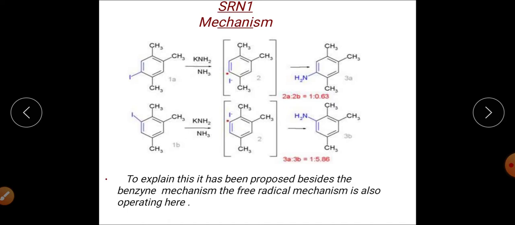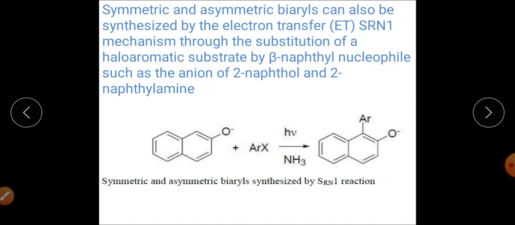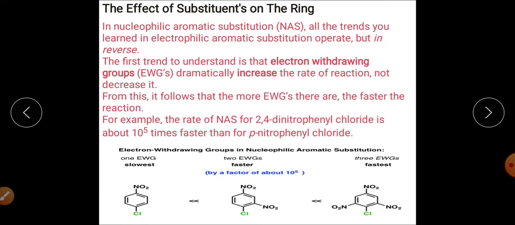The mechanism is somewhat different in comparison to the benzyne or the aryne mechanism we discussed earlier. This is now proceeding with the SRN1 mechanism, and I have already told you about this mechanism. Now this is another example of the SRN1 mechanism, where symmetric as well as asymmetric biaryls can also be synthesized by using this type of mechanism. So this is another case in which the same mechanism has been observed, the SRN1 mechanism.